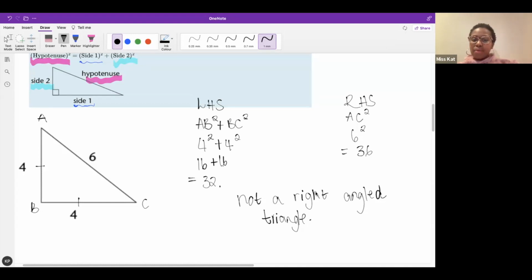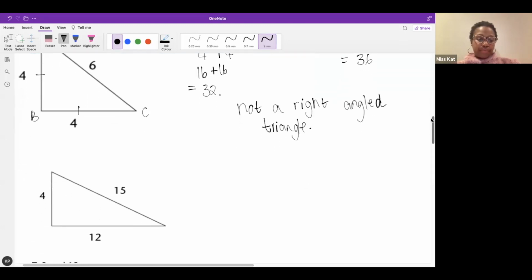Okay, guys, are we good? Do you understand how we prove whether something is a right angle triangle or not? Thumbs up, thumbs down. Okay, I see thumbs up. There we go.